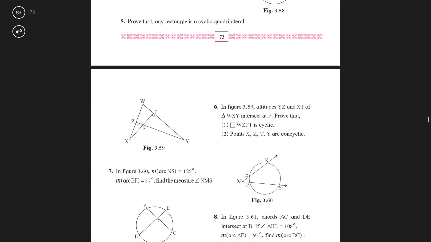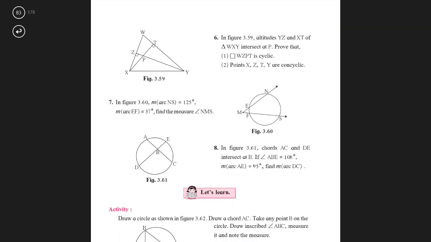We go to question number 6. Again, this is a very simple sum. Pay attention. You're going to do this yourself. In figure 3.59, altitudes YZ and XT of triangle WXY intersect at P. Prove that quadrilateral WZPT is cyclic.